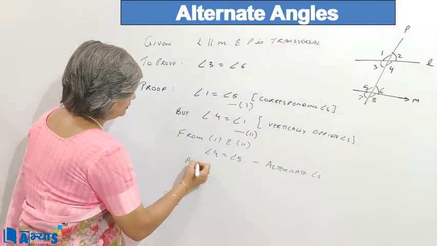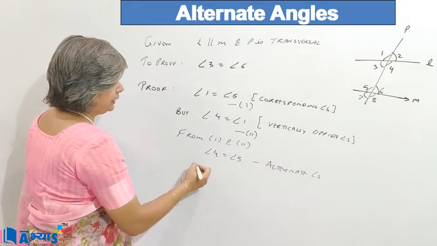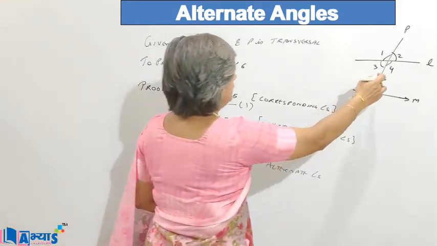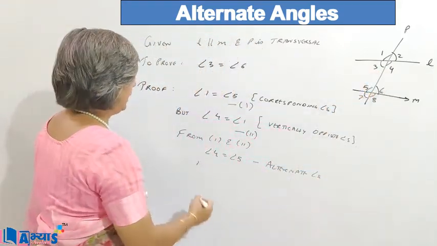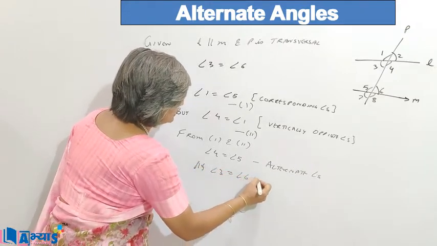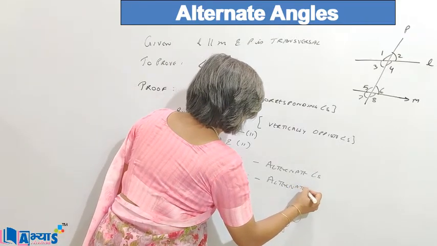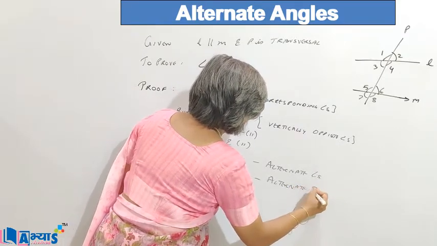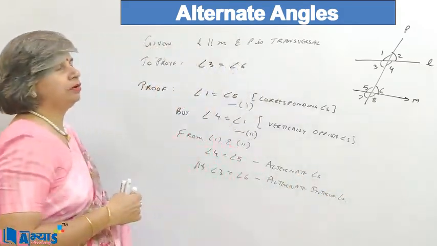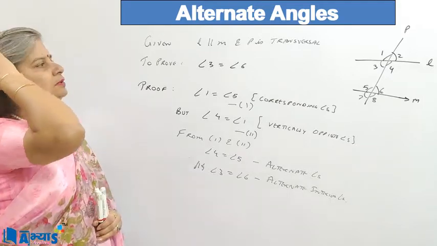As they are equal, we have proved that alternate angles are equal in case of parallel lines. Now 4 and 5 is a pair of alternate angles. Similarly we can prove that angle 3 is equal to angle 6 because they are again alternate interior angles. Similarly we can also prove that angle 1 is equal to angle 8 as they are alternate exterior angles.